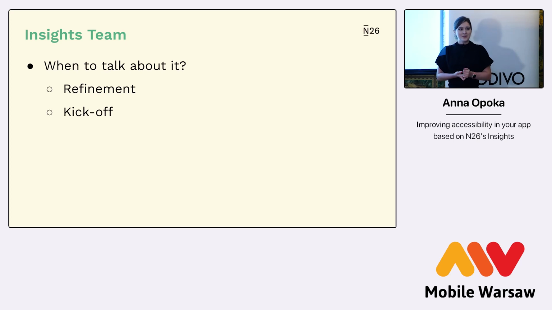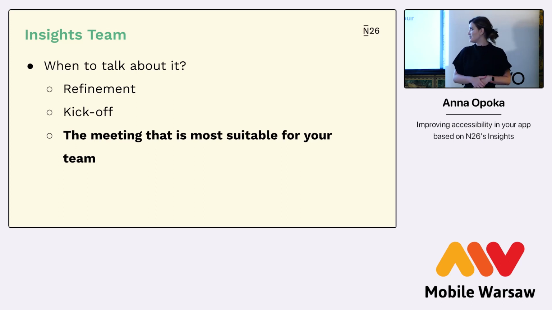So in my team, the refinements and kickoffs work very well right now. Does it mean that this is the best way? Probably yes for my team, but probably not for everyone. So I think the best meeting that you can talk about accessibility is the one that suits your team best. I'm sharing my experience because maybe it will also work for you. You can get inspired from this and try it in your team, but I also encourage you to adjust, to change if you need to, so that it works best for the process that you have in your company.